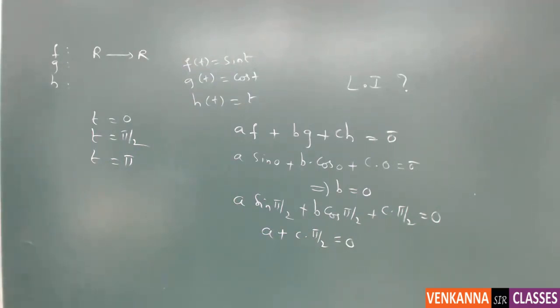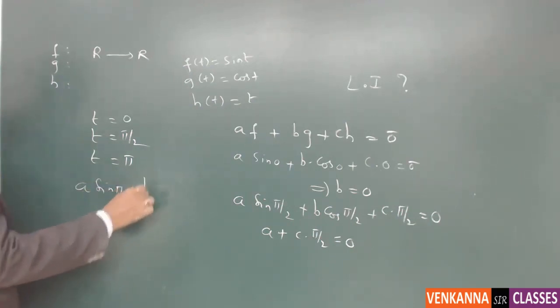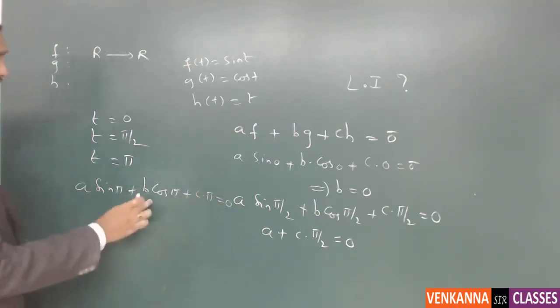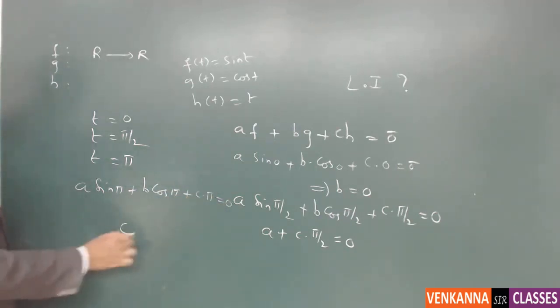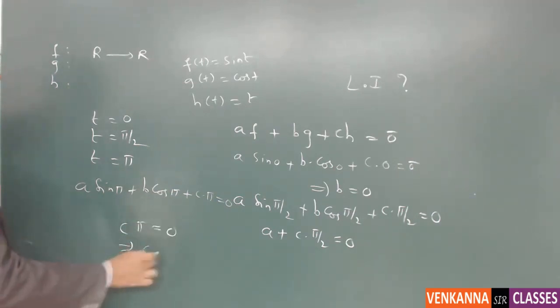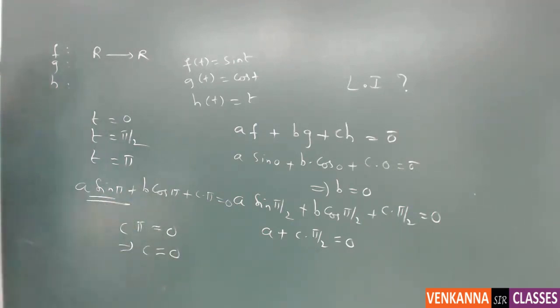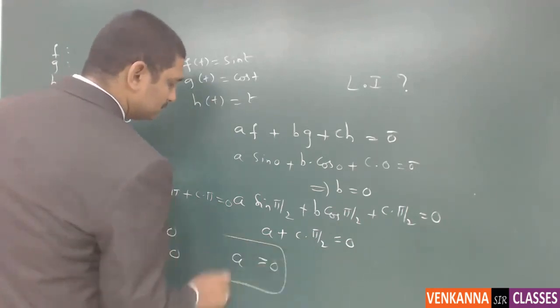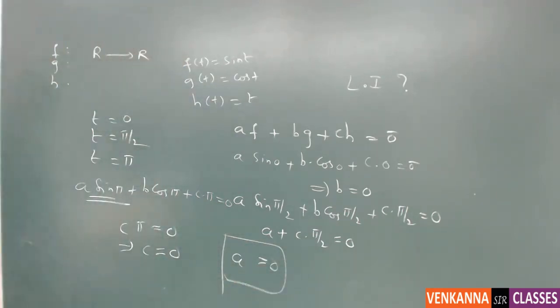Again, if you substitute t equal to pi, you have a into sine pi plus b into cos pi plus c into pi is equal to 0. Since b is 0, it reduces to c into pi is equal to 0, which gives that c is equal to 0, because sine pi is 0. Since c is 0, automatically a becomes 0. So you have proved that all the values of a, b, c are 0. Hence, the given three functions are linearly independent.